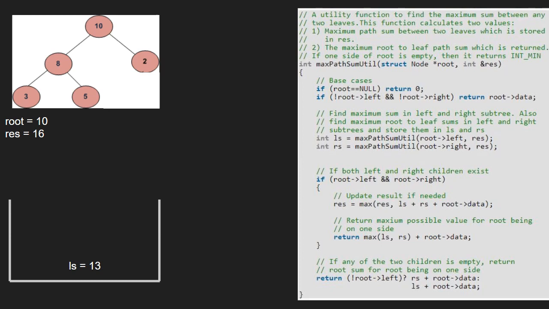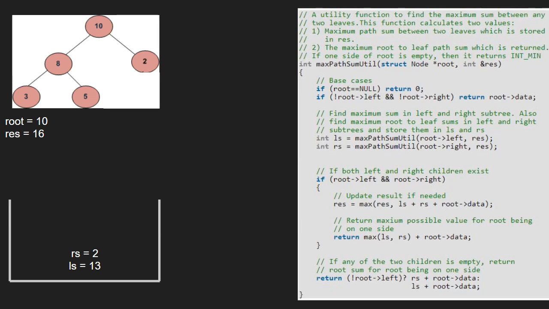Execution for node 10 is resumed and now we pass the right child of 10, which is 2. So root will point to 2. As root is not null, we check if root is a leaf node. As 2 is a leaf node, we return 2. Execution for node 10 is resumed and now we check if root has both left and right children.